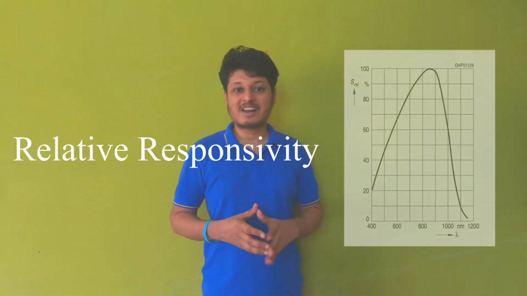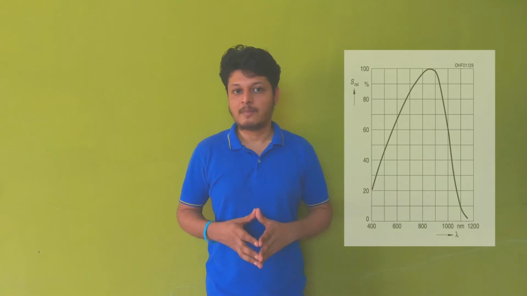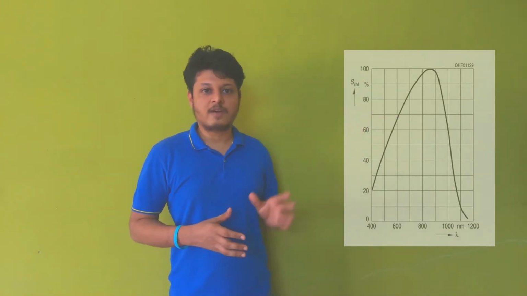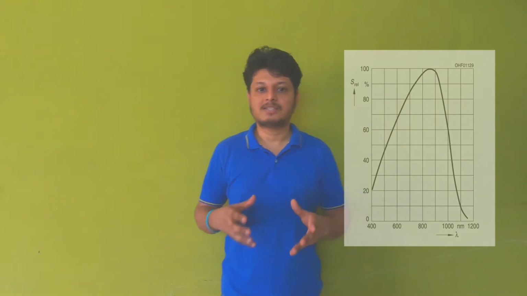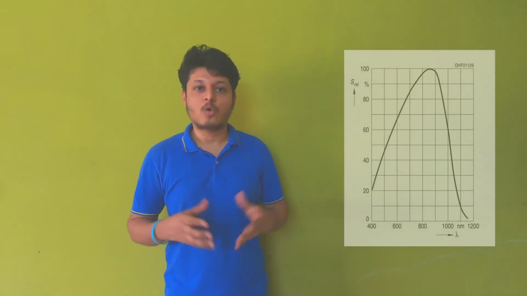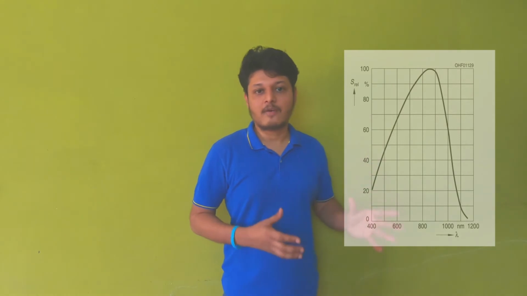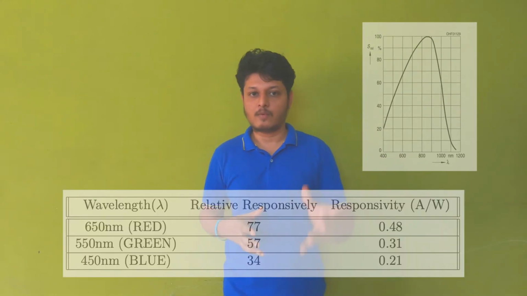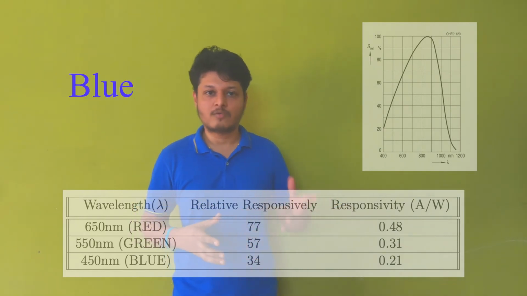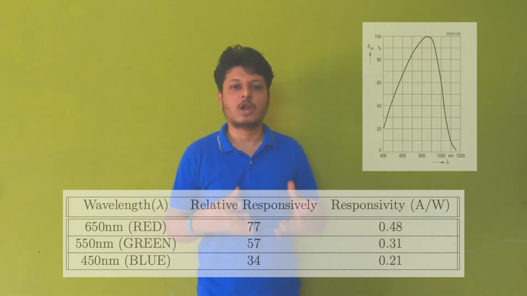If you look at the responsivity curve of this photodiode, it is a relative responsivity curve. That means all the responsivity values in this graph are with respect to the 0.62 peak wavelength responsivity. Now, how do we find out the exact value of responsivity corresponding to various components? So we'll be considering three components: red, green and blue, that is 450, 550 and 650 nanometers.